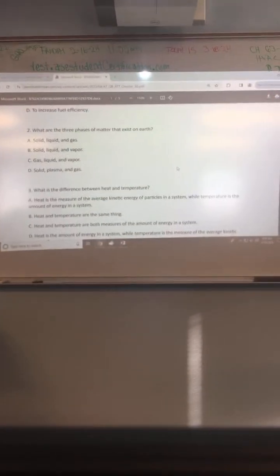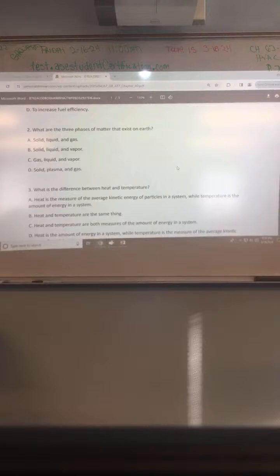What are the three phases of matter that exist on Earth? Solid, liquid, and gas. Maybe B, vapor? Vapor, yeah. It should be B, solid, liquid, vapor, for number 2.